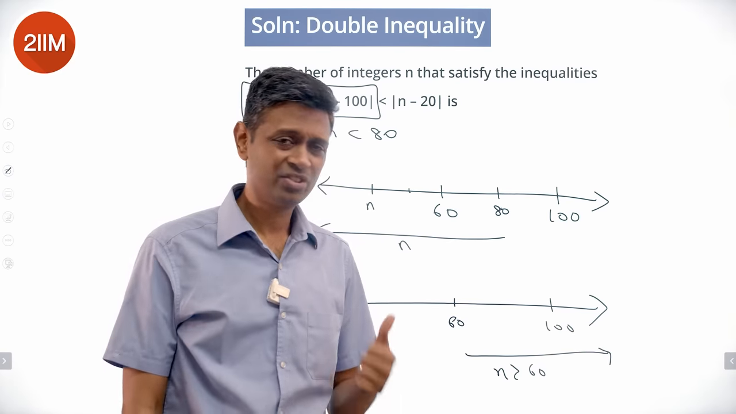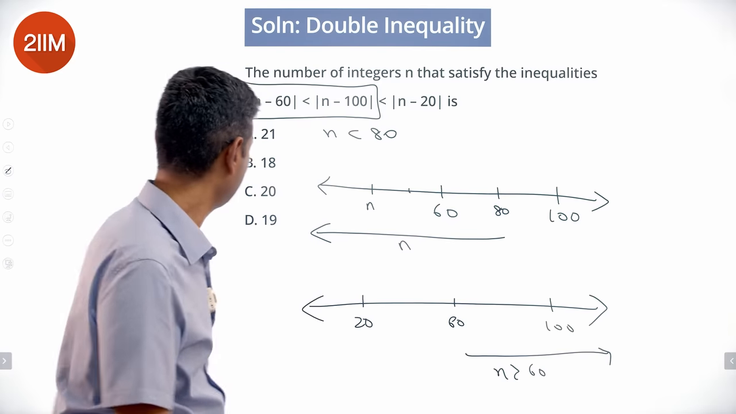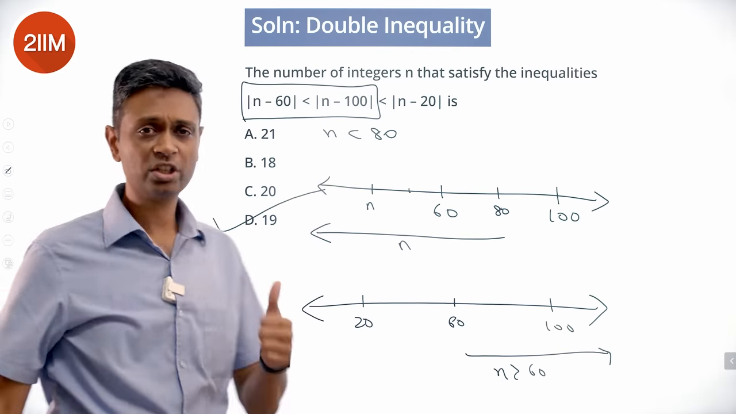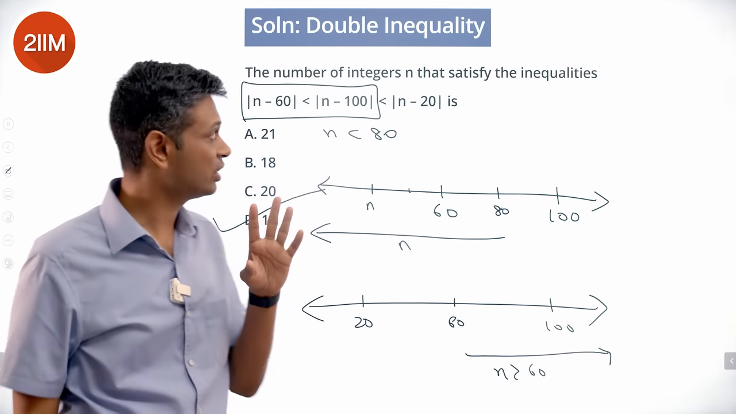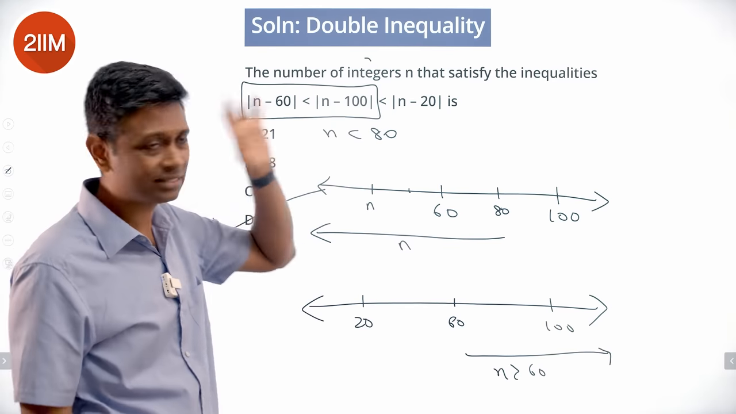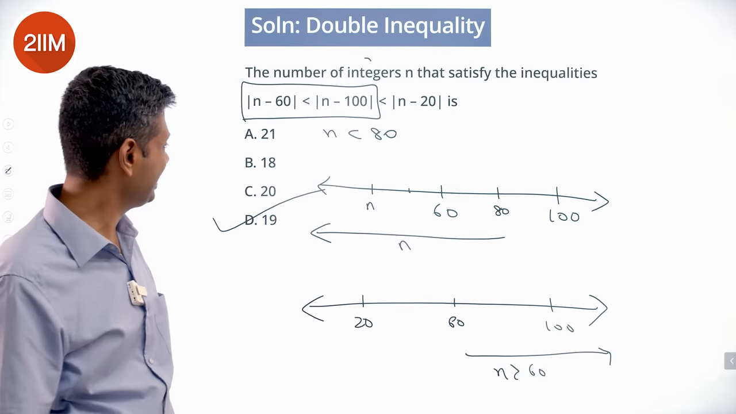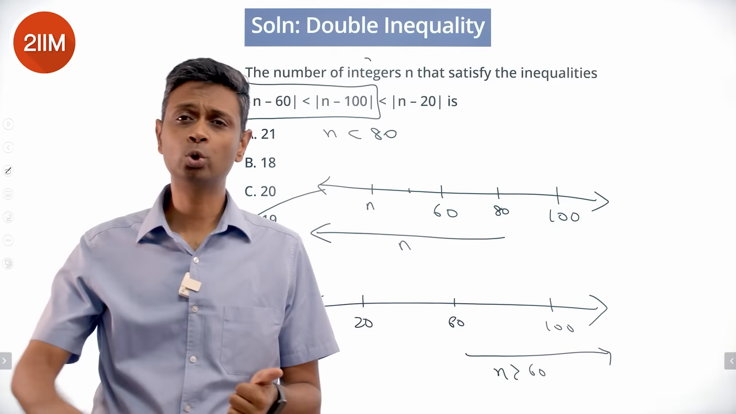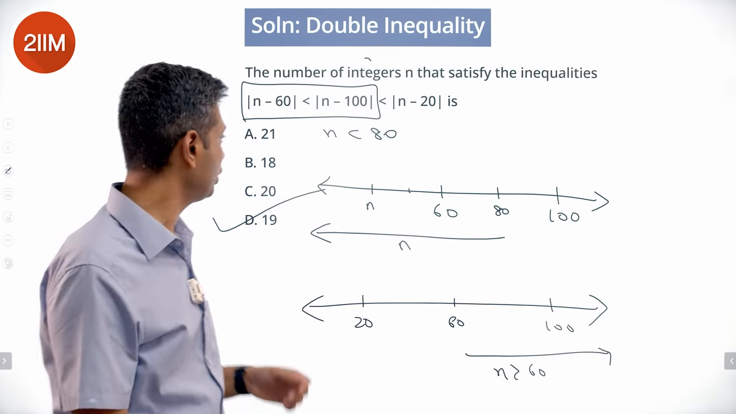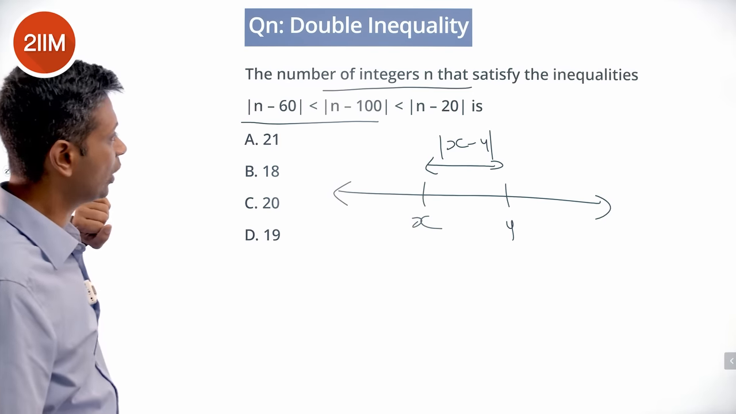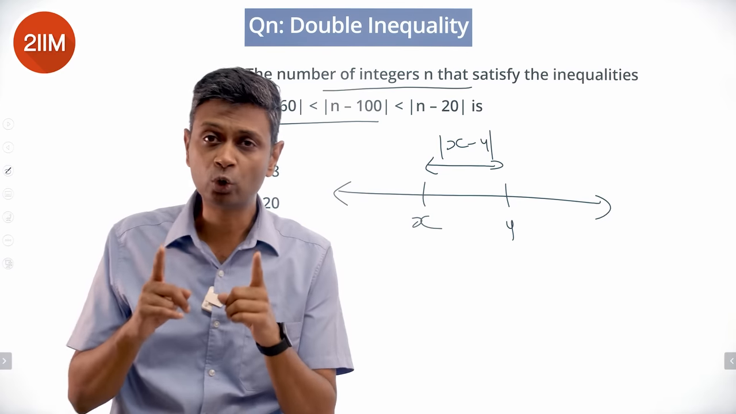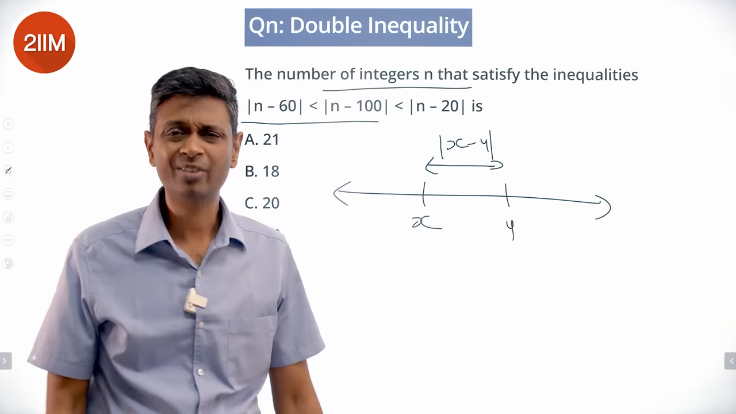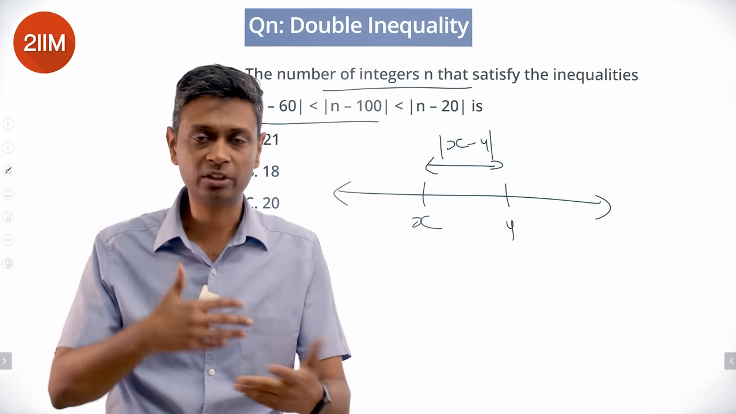Less than 80: 61 to 79, 19 different numbers. That's an answer. 61, 62, 63, 64 till 69. Clearly, we are looking at integers, not a range. So 19 different integers work, 61 through to 79. The key point here is if you have two points x and y on the number line, the distance between the two points is modulus of x minus y, which is nothing but modulus of y minus x. Both are same.